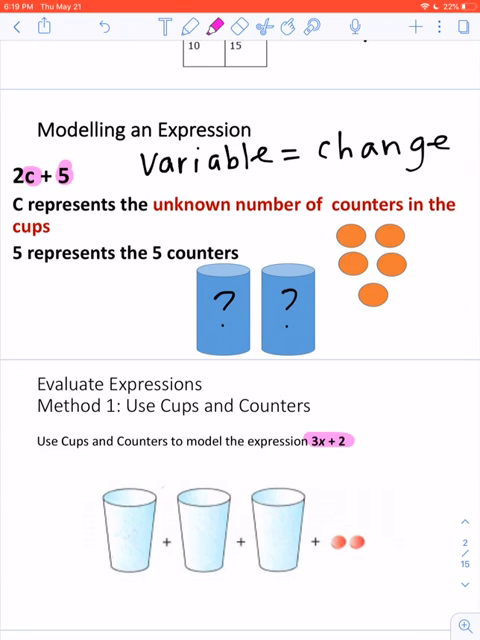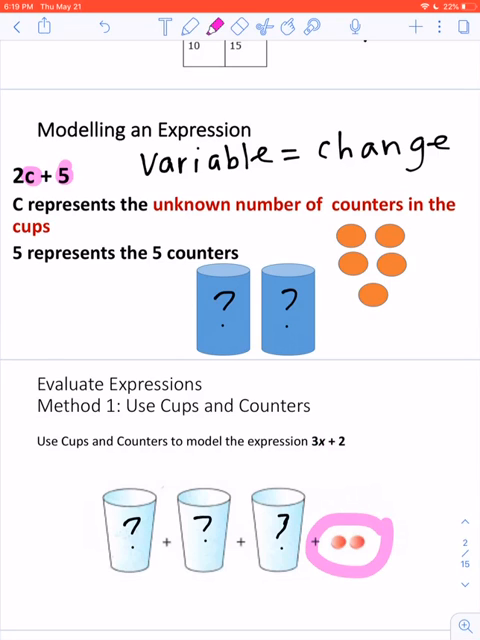In this case up here, there was a 2, and that represented the number of cups. So that tells me here, my 3 is going to represent my number of cups. That's true, I have 3 cups. Now, x. What does the x represent? Well, in this case up here, the c represented the unknown number of counters in each cup. So in this case, the x actually represents the unknown number of counters in these cups. I can't see how many counters are in there. The 2 represents the 2 counters that I can see.